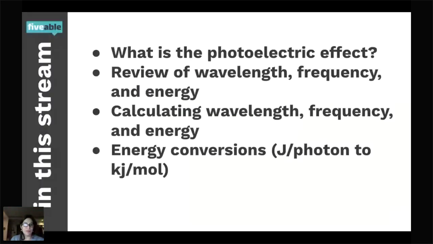The stream tonight is going to have the content of the photoelectric effect. We're going to review wavelength, frequency, and energy of a wave. We are going to do problems in which we calculate wavelength, frequency, and energy, and we're going to do problems about energy conversions. On past streams, we had already talked about the photoelectric effect, but not about the theory. And today's focus is going to be about how to solve problems.